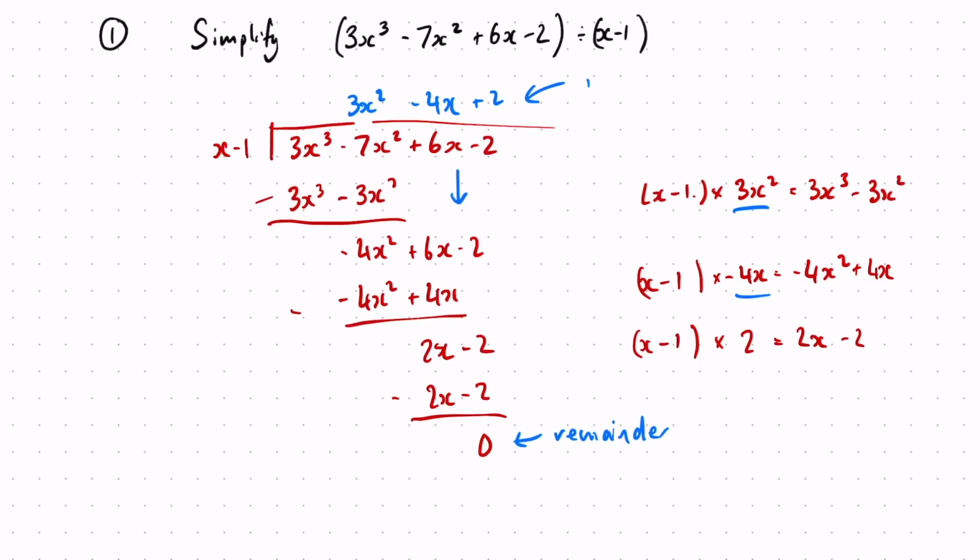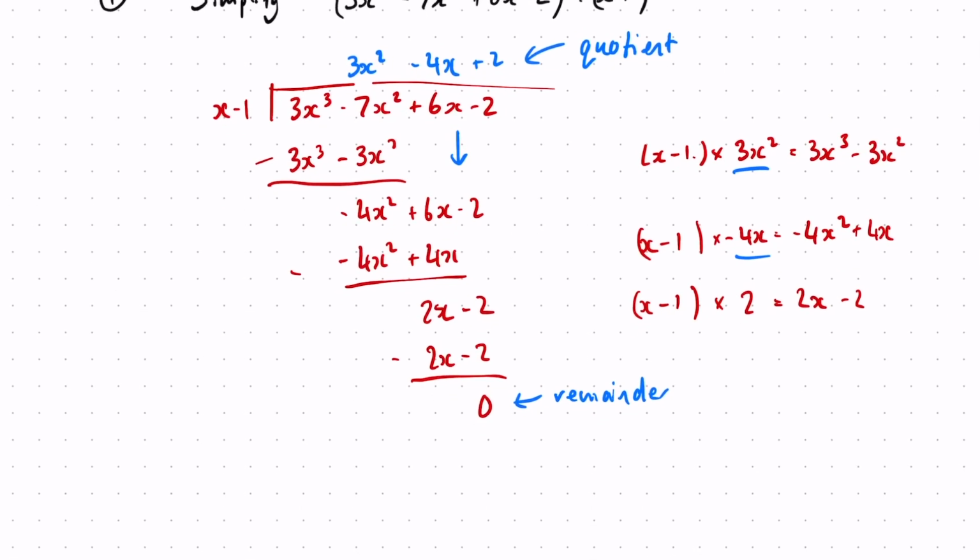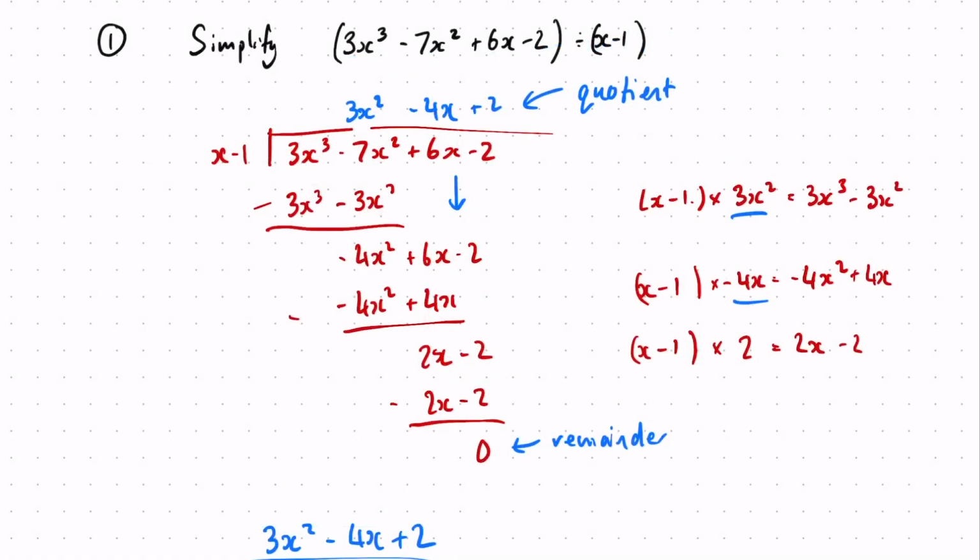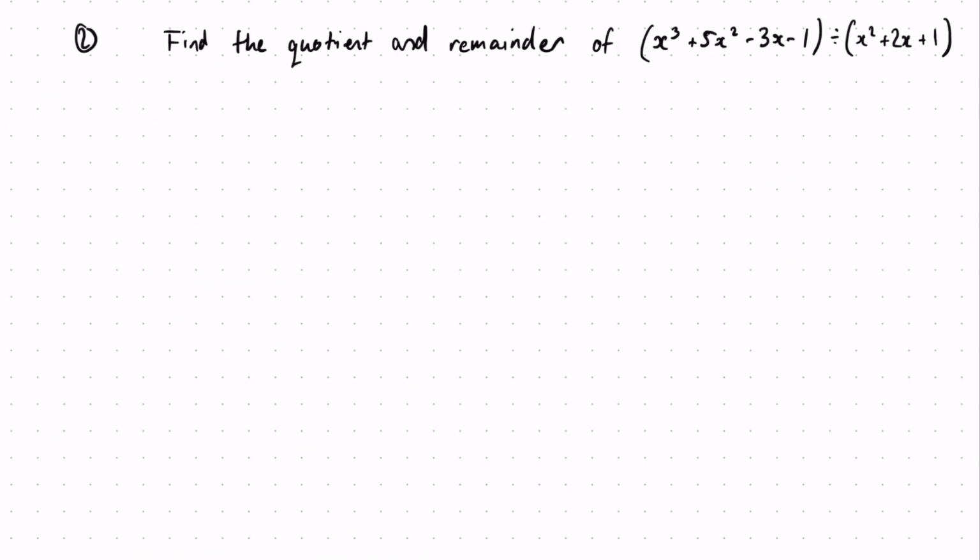That is my quotient. And that would be the simplified form of the question that is written 3x cubed minus 7x squared plus 6x minus 2 divided by x minus 1. So the answer is 3x squared minus 4x plus 2. Answer. Okay.